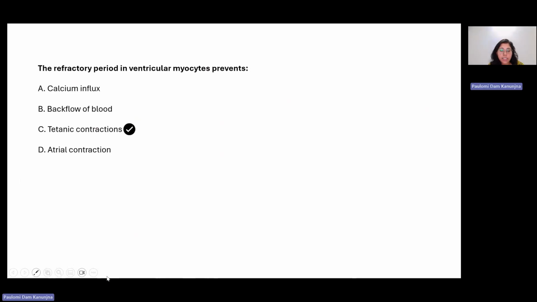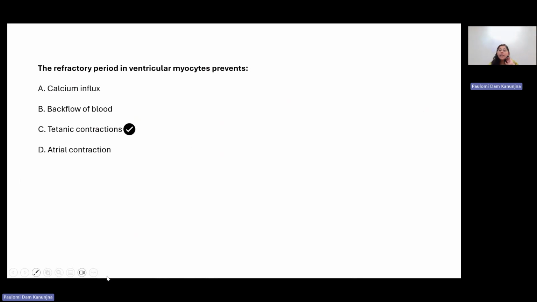Okay, let me give the answer. So it's tetanic contractions, right? Now, what does it mean? Like I said, there's a refractory period in the ventricular myocytes. Where is this refractory period, the gap? It is a plateau phase before your T wave, which is repolarization, right?